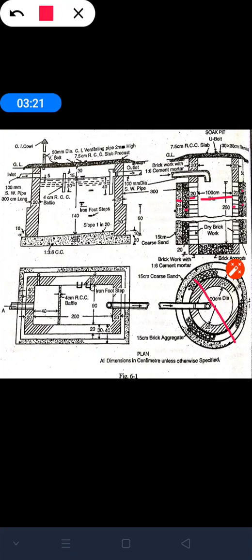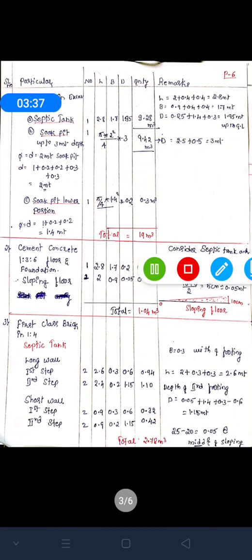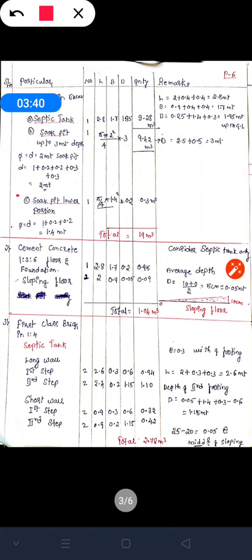Then 1 plus 0.2 plus 0.2 will be 1.4, plus 0.15 plus 0.15, that is 0.3, so 1.4 plus 0.3 is 1.7, again plus 0.15 plus 0.15, that is 0.3, so 1.7 plus 0.3 equals 2 meter. So this diameter is 2 meter. Here you can see the calculation of the diameter is 2 meter. Then pi by 4 into d square, where d is 2 meter. Then depth is 3 meter.